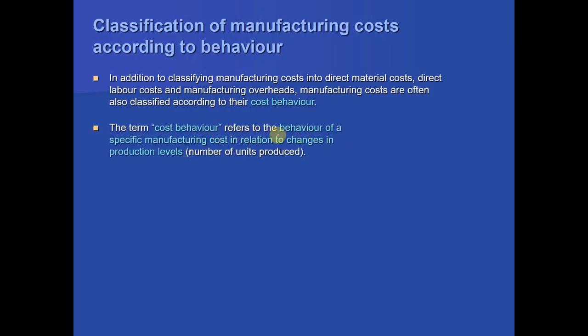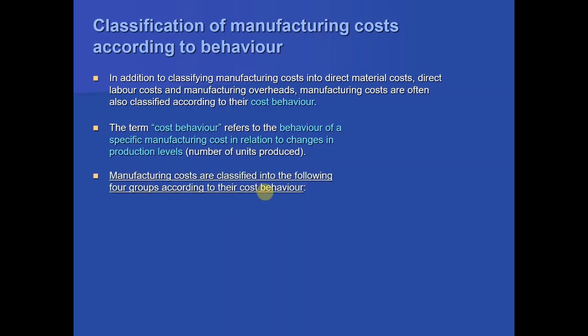The term cost behavior refers to the behavior of a specific manufacturing cost in relation to changes in production levels. In other words, the number of units produced. How does the cost change as the number of units produced either increase or decrease? That's what it's all about. So manufacturing costs are classified in the following four groups according to their cost behavior. We have the fixed costs, the variable costs, the semi-variable costs, and the semi-fixed costs or step costs.